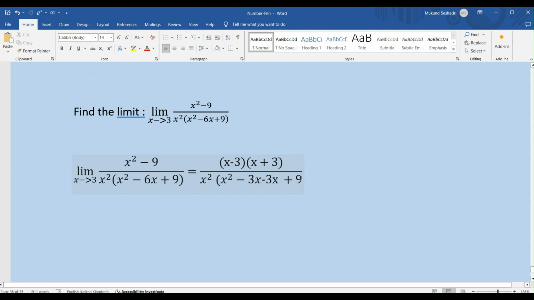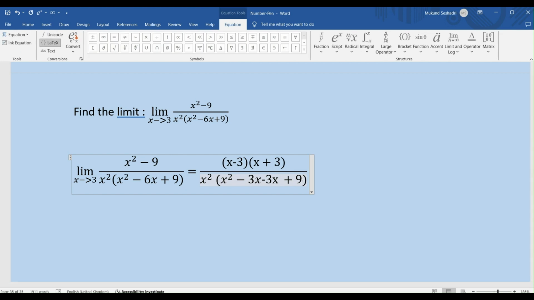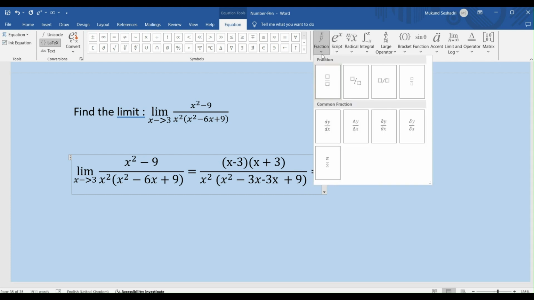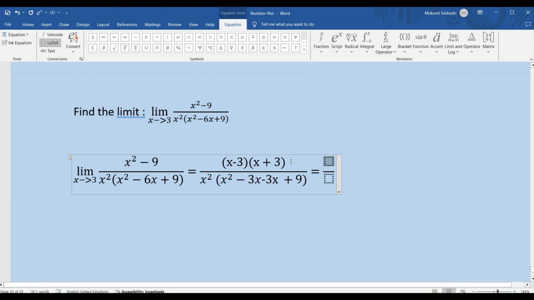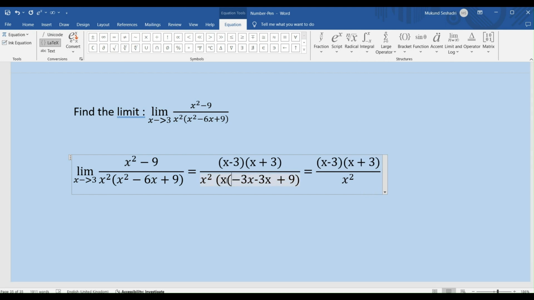When I can pull out, I copy the numerator as it is. I copy the x square part of the denominator as it is. And when I'm going to write this out, I can rewrite this as x into x minus 3, right? And I'm pulling out 3 again, and I'm going to make this as x minus 3, right?